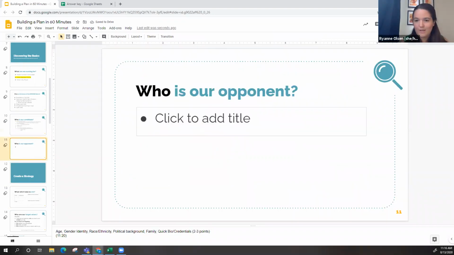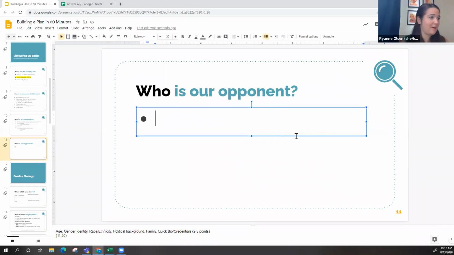So let's move on. This is great. Oh, no, that's fine. I don't expect you all to memorize all this. Let's talk about our opponent. So what we already established is that this is an open seat. So I want to be able to talk about who our opponent is in this open seat.